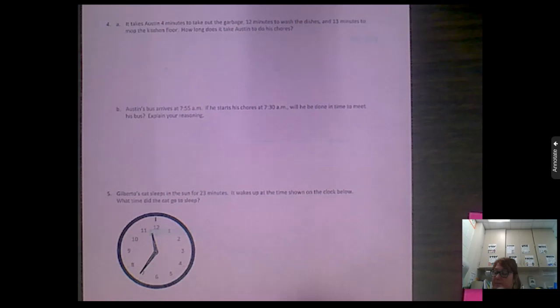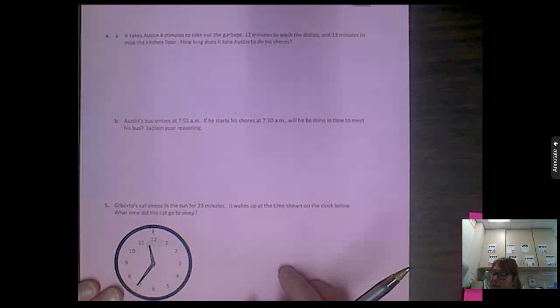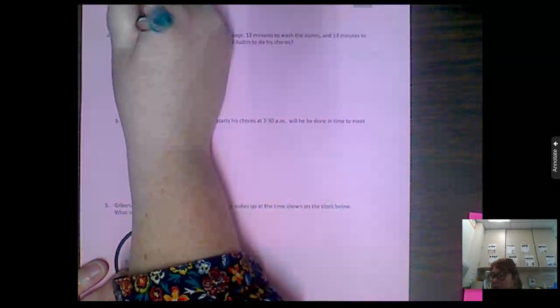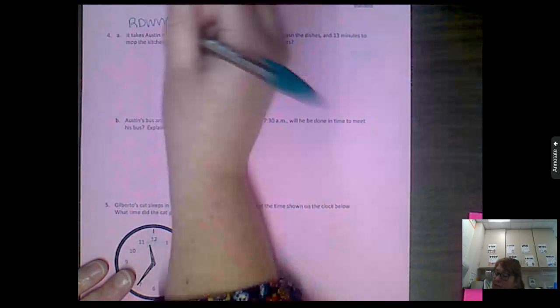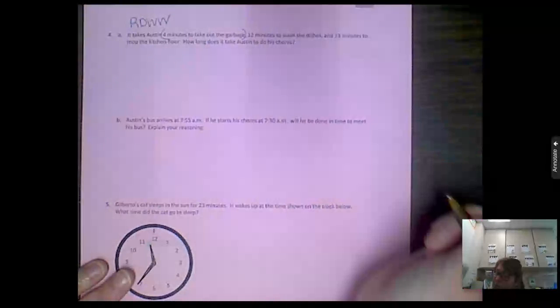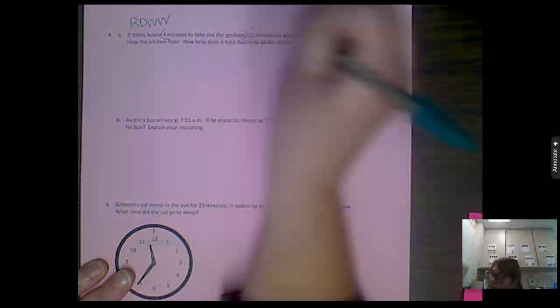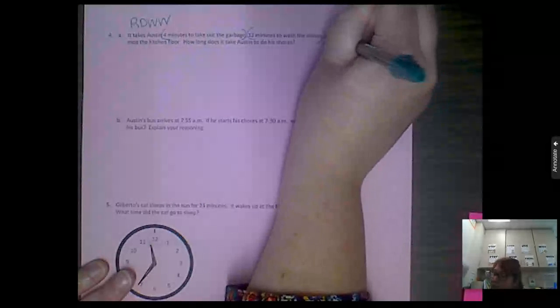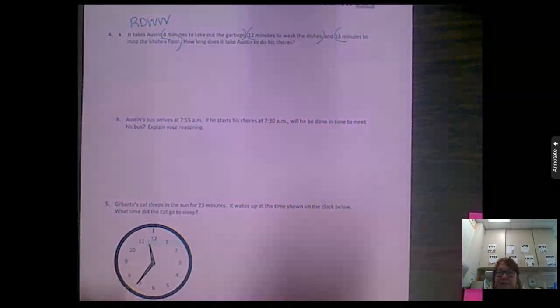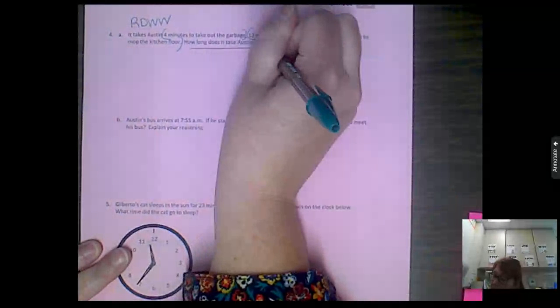Okay. All right. So number 4, it takes Austin 4 minutes to take out the garbage, 12 minutes to wash the dishes, and 13 minutes to mop the kitchen floor. How long does it take Austin to do his chores? Okay. So if I set this up as RDWW, so it takes Austin 4 minutes to take out the garbage, 12 minutes to wash the dishes, and 13 minutes to mop the kitchen floor. He is a busy boy doing lots of chores. How long does it take Austin to do his chores?